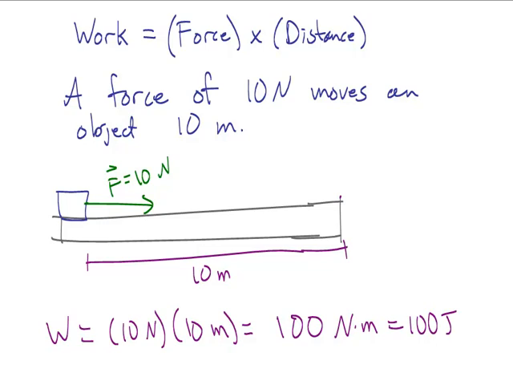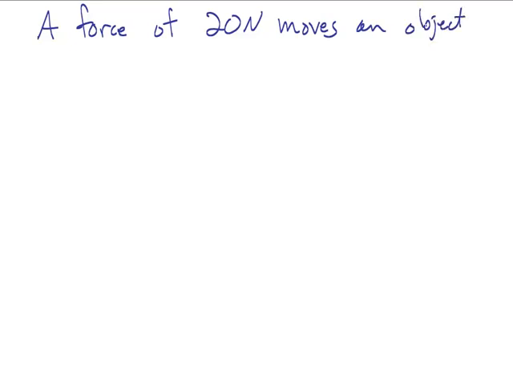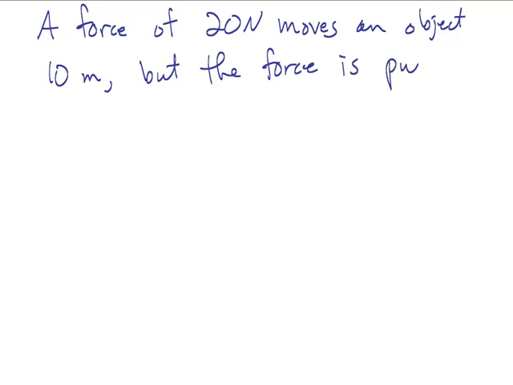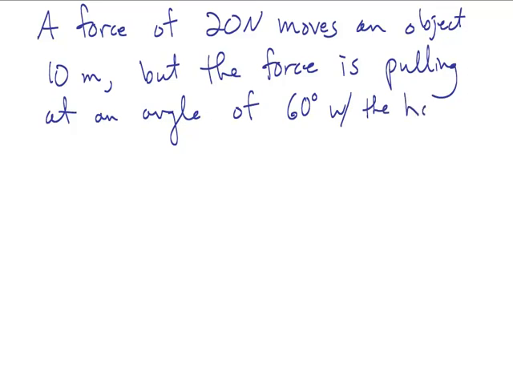A lot of times we may be pulling at an angle or moving things at an angle. So let's consider another situation. Let's suppose we have a force this time of 20 newtons, so twice the force now, and it's going to move an object the same distance. We'll say the same distance of 10 meters, but we're going to say that the force is pulling at an angle of 60 degrees with the horizontal.